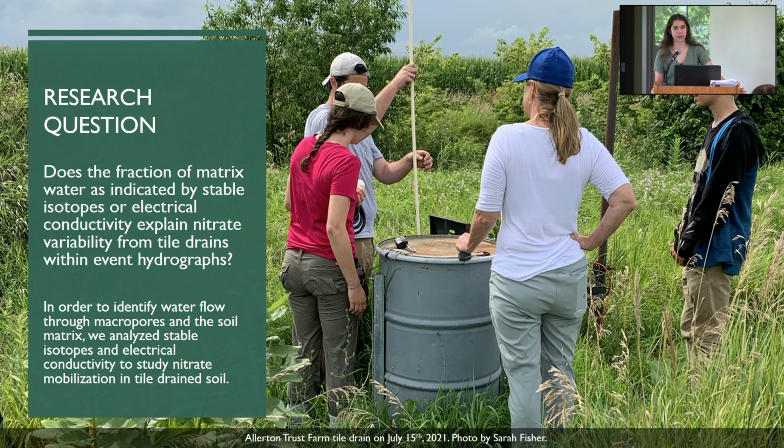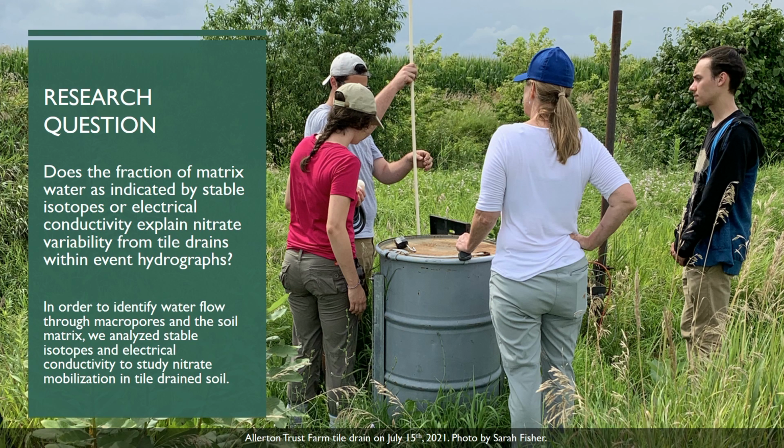So with that background, our fundamental question really focused on, can we predict nitrate variability before, during, and after a precipitation event? And we looked at that through the lens of matrix water, that micropore matrix water that's held in the soil for longer amounts of time. Does the fraction of that water flowing through tile drains in each event explain nitrate variability? And the chemical tracers we used were electrical conductivity and stable isotopes.